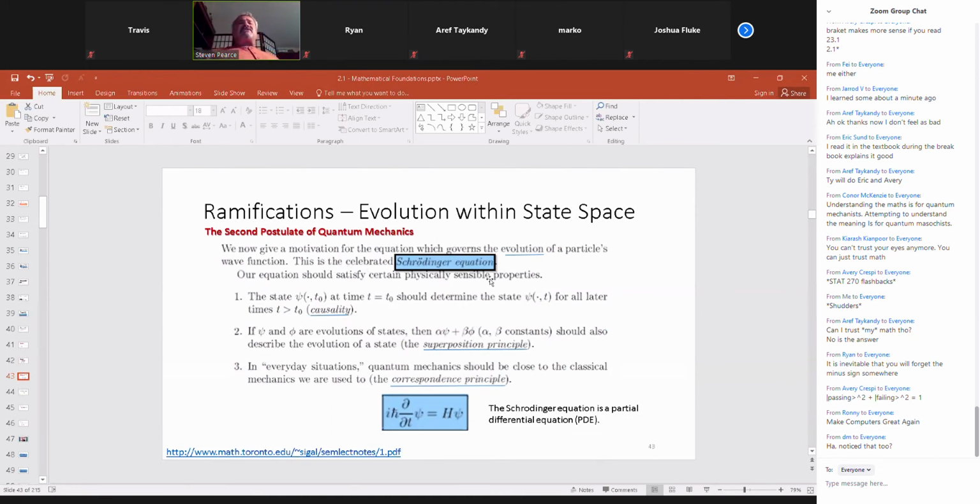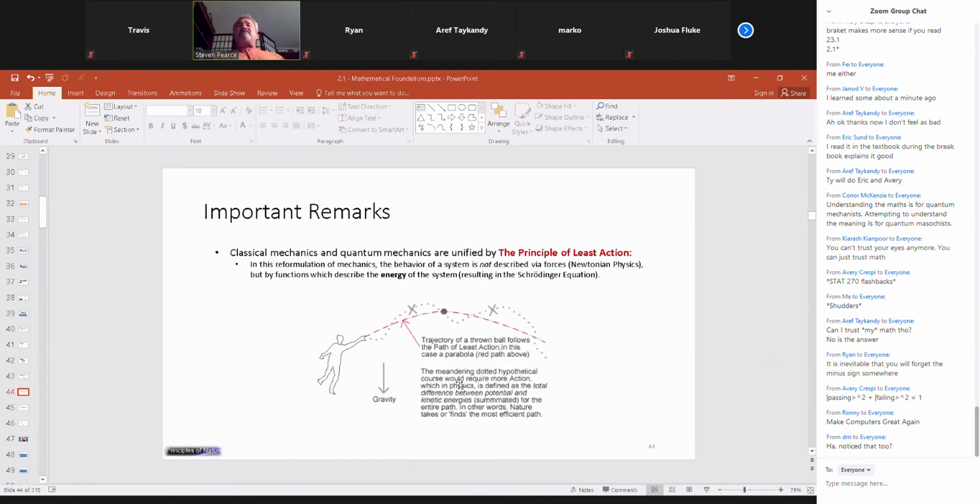So the second postulate is, in fact, Schrödinger's equation. That's what it looks like. We have things like causality being maintained in the evolution of the wave function. The superposition principle has to be maintained, and it corresponds with everyday physics. That's what the correspondence principle means.